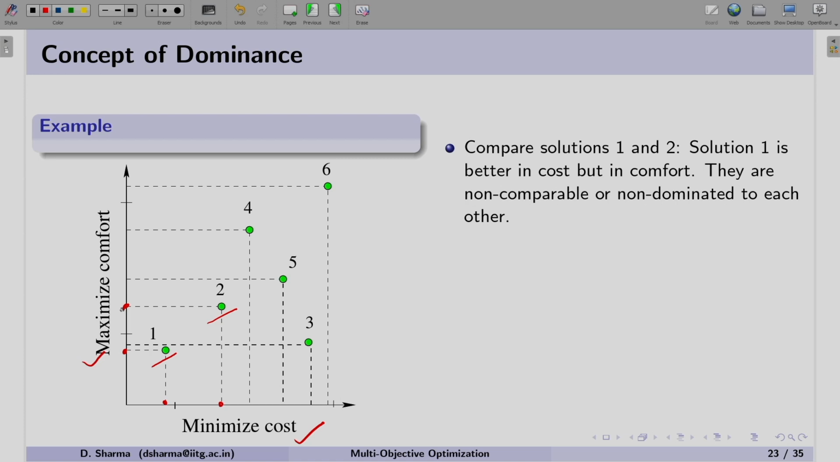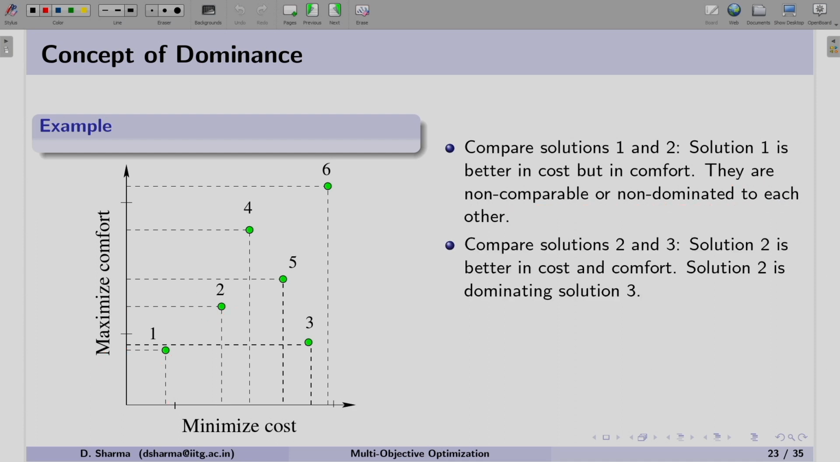In this scenario, one solution is good in one objective and has to compromise in another objective. So, in that scenario, we call these solutions, solution 1 and 2, non-dominated to each other. So, as we have mentioned, these solutions are non-comparable or non-dominated to each other.